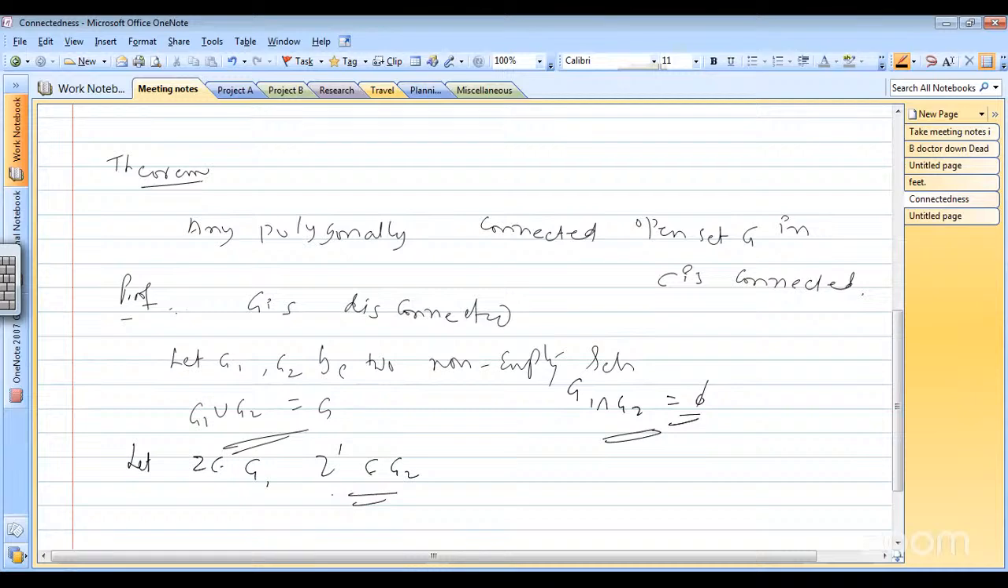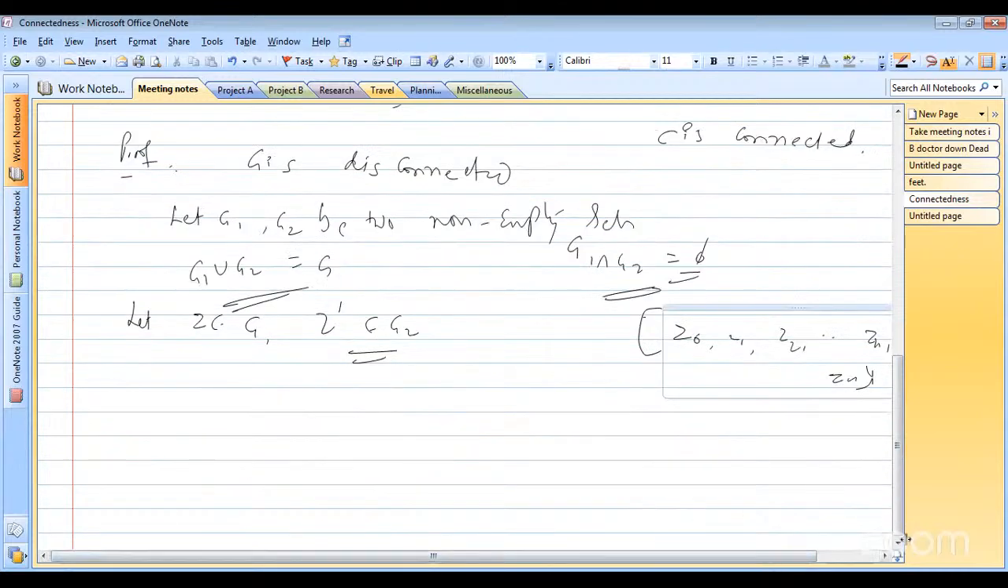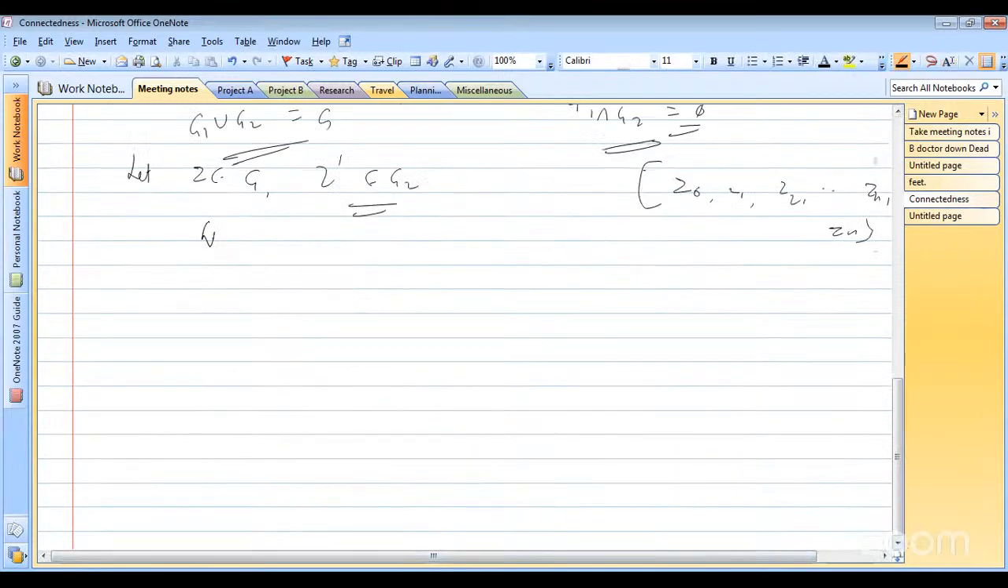So there is a polygonal line in this situation. G1 union G2 is equal to G, G1 intersection G2 is empty, but z belongs to G1 and z' belongs to G2. These conditions may be written as z0, z1, z2, and so on, z(n-1), zn contained in G, where z0 is equal to z and zn is equal to z'.